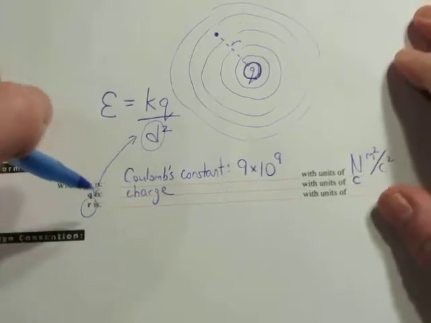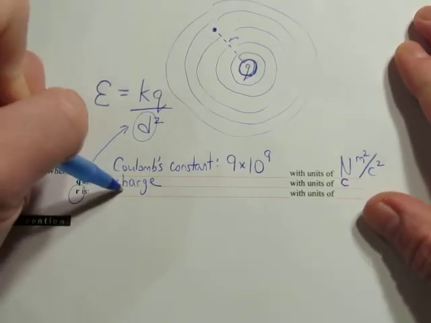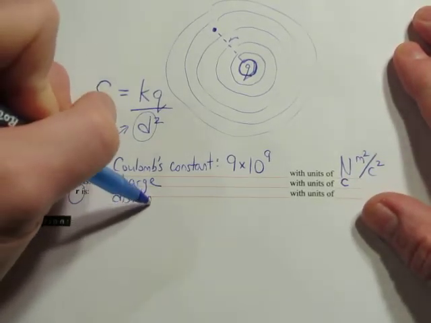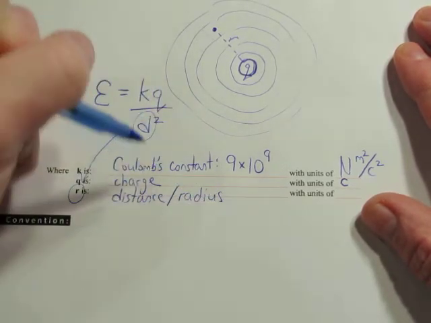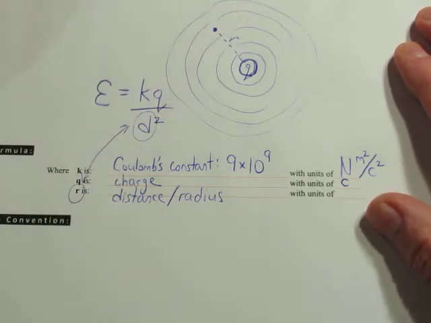But I will say that R is, we'll say, distance slash radius to the center of the charge if you want to add that in, and it's units of meters always.